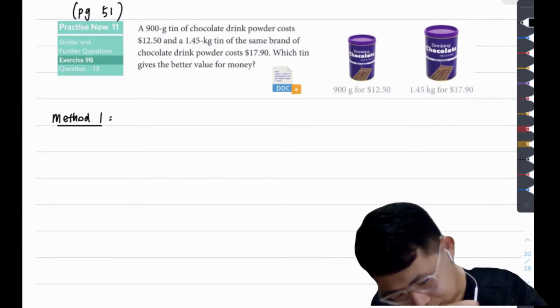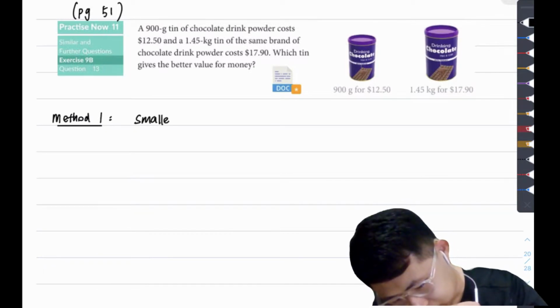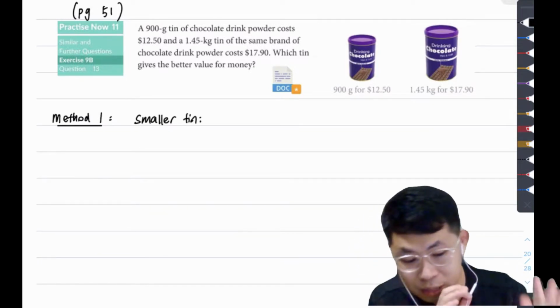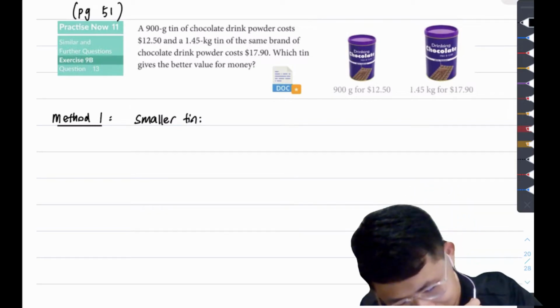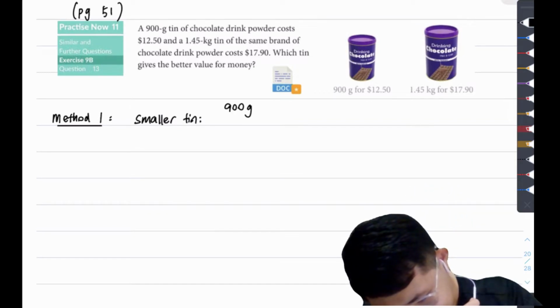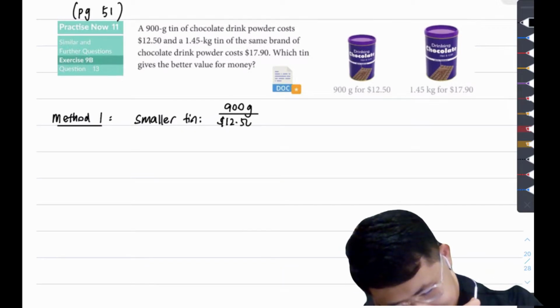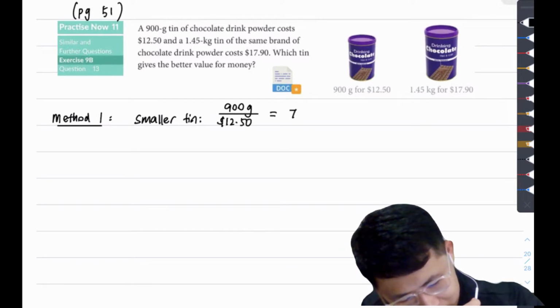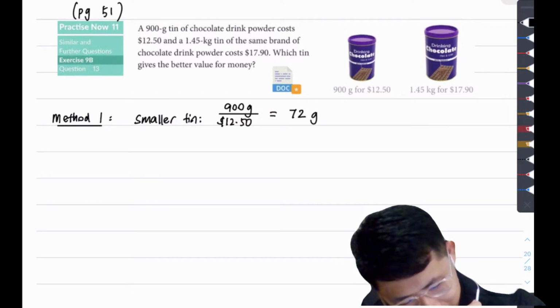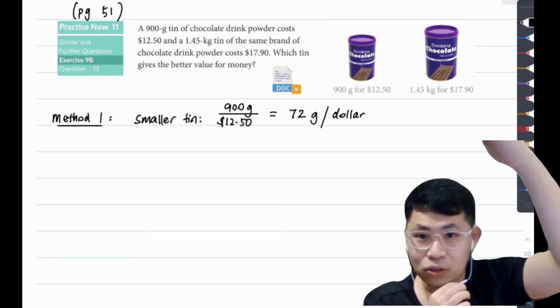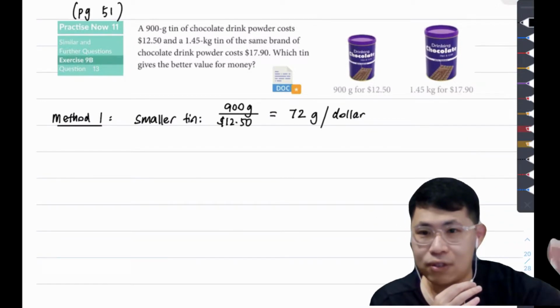Okay, so for the smaller tin, because I want every dollar, I'm going to take 900 gram. I will divide this by $12.50. So this will give me 72 gram per dollar. Okay, so gram on top, dollar below, so gram for every dollar.